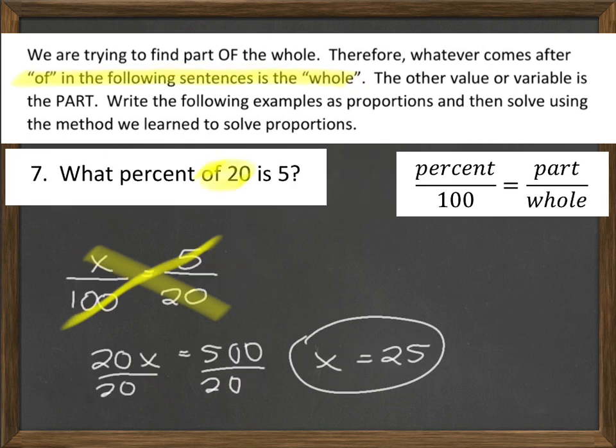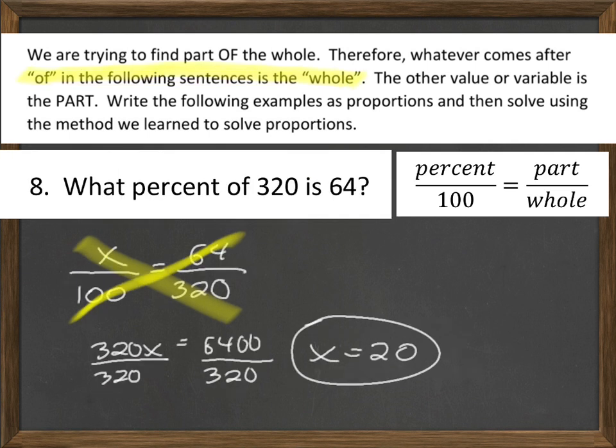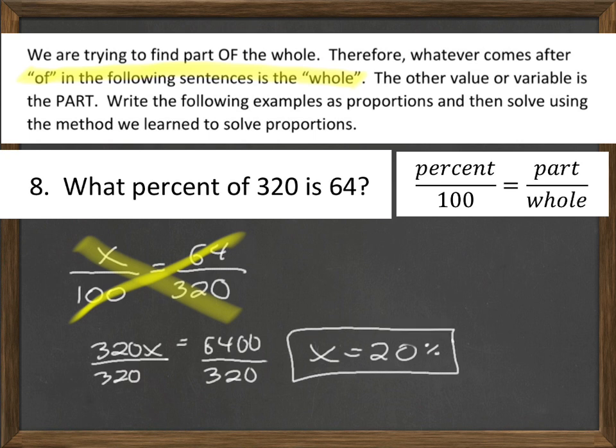Now, there's one thing that I forgot to do in these two examples. So let's go back to number 7. It says, what percent of 20 is 5, right? So it's literally asking me for a percent. So the answer isn't 25, is it? It's actually 25%, because it says what percent of 20 is 5. 5 is 25% of 20. So we actually need to make sure that this says 25%. Let's do the same thing in this example. So again, x is not equal to 20, it's equal to 20%. So that's our final answer.